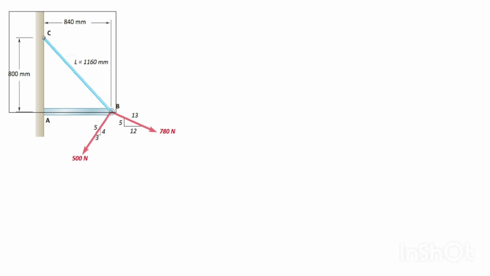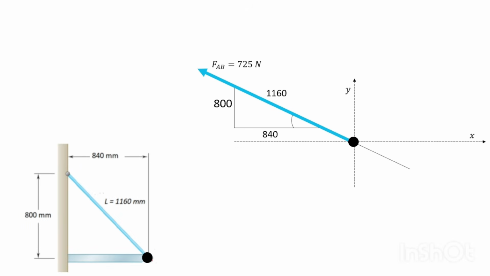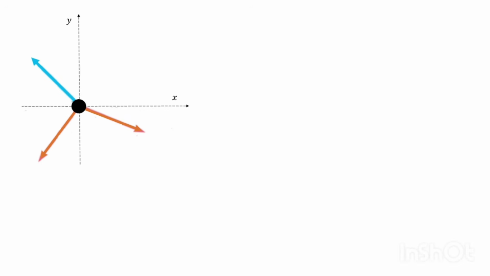So we're going to take the tension force to its components. We're told primarily that our tensile force is 725 newtons. We're given specific dimensions, which are the length of the string, 1160 millimeters, the length of the bar AB, 840 millimeters, and the height of the bar, 800 millimeters. So with this, we can easily find the angle theta AB. That's the angle that the string is making with the horizontal axis.